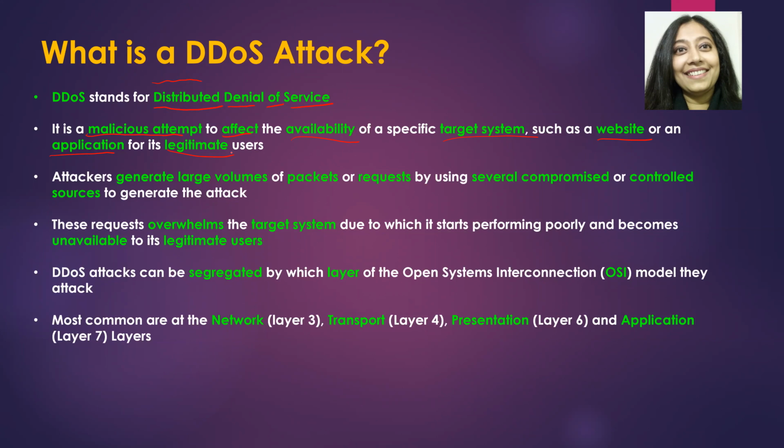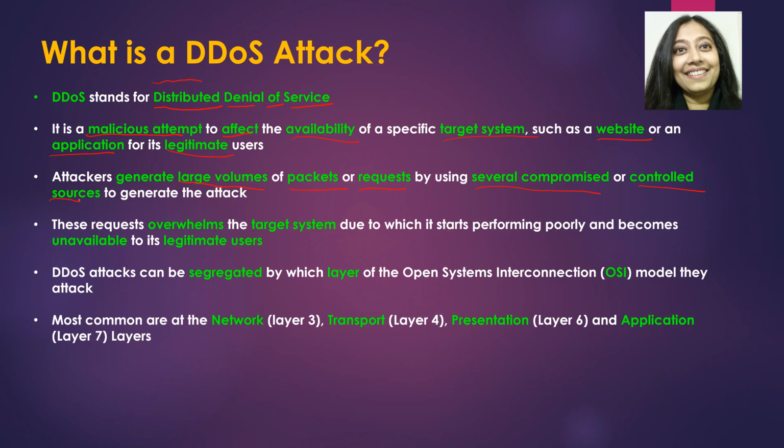And how does this attack happen? Attackers generate large volumes of packets and requests by leveraging several compromised or controlled sources to generate the attack. Remember, it is distributed in nature, right? So you will have to use several different sources or several systems or several bots or some kind of software or multiple servers to generate this kind of an attack.